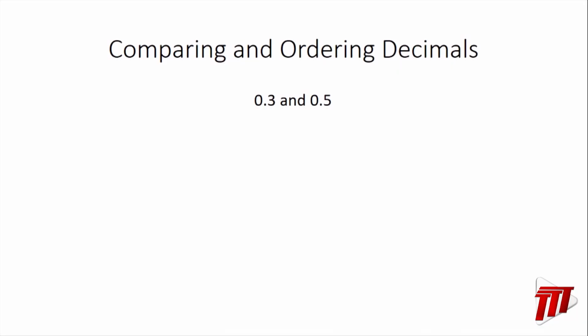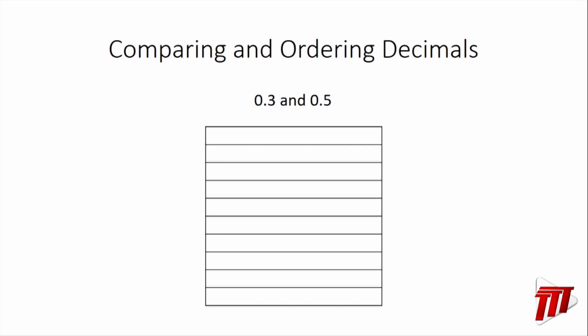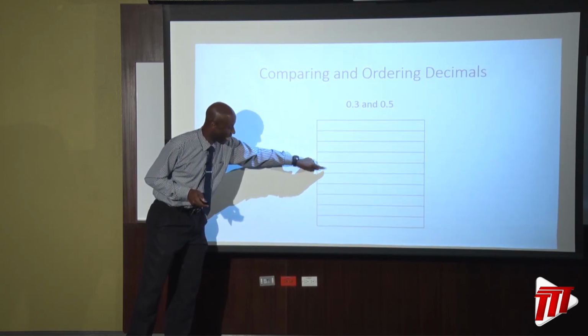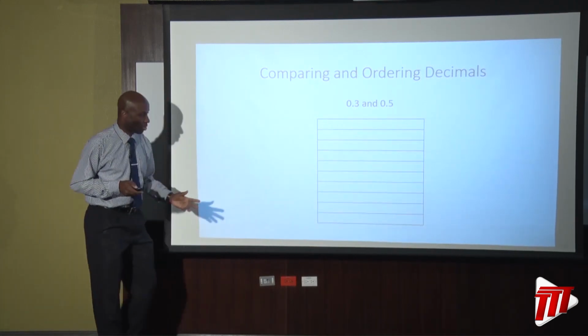There are instances when we are required to compare decimal fractions, and there are also instances when we are required to order decimal fractions. Consider 3/10 and 5/10. Both those values are less than 1 whole. So to represent it, I am going to use my 1 whole and divide it into 10 equal parts. Once again, 1/10, 2/10, 3/10, 4/10, 5/10, 6/10, 7/10, 8/10, 9/10, 10/10, 1 whole.